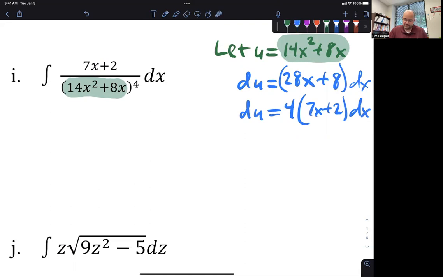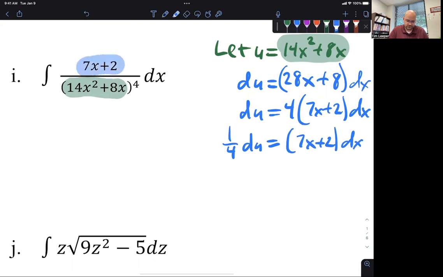Now, the nice thing about this is that, well, frankly, I can go ahead and get rid of the 4 and move it over here because I need the 7x plus 2. I don't need the 4. So I divide by 4, or aka multiply by 1/4 on both sides. That means that 1/4 du is equal to (7x plus 2) dx. So the 7x plus 2 times the dx is this entire thing, which is 1/4 du. So I can go ahead and start finding the antiderivative.